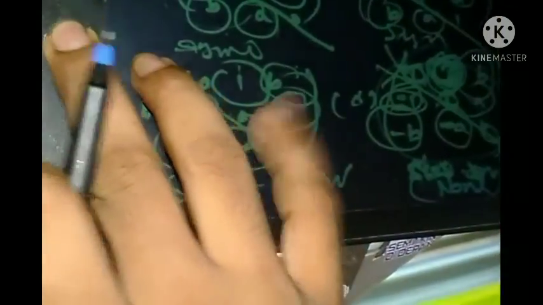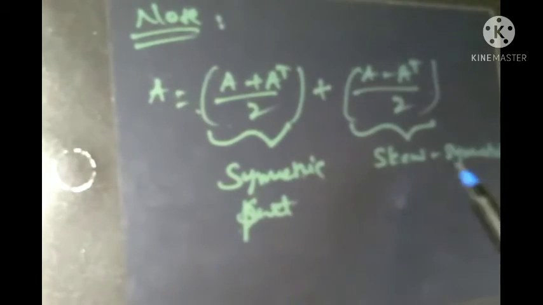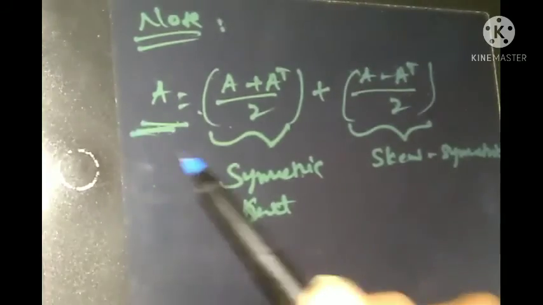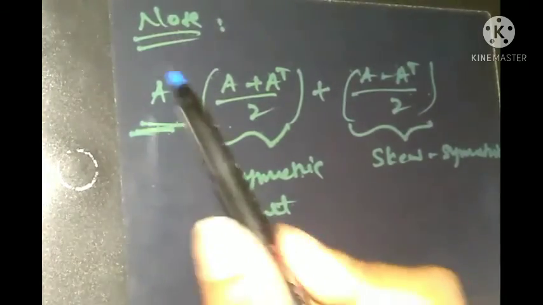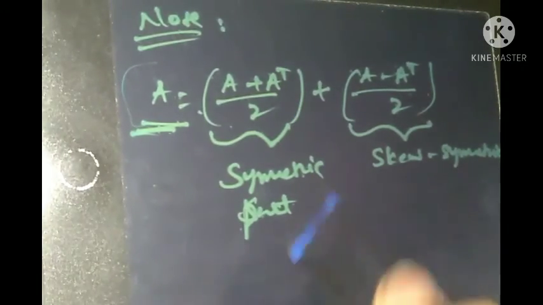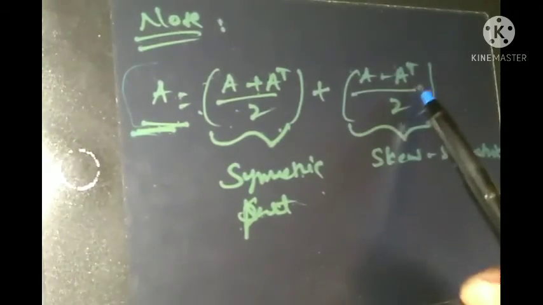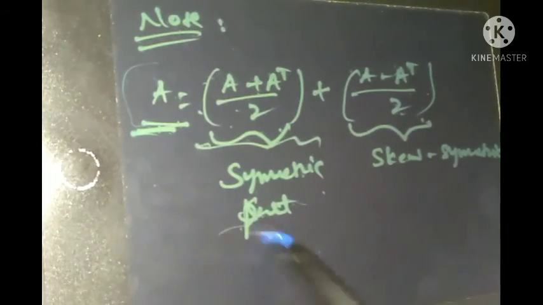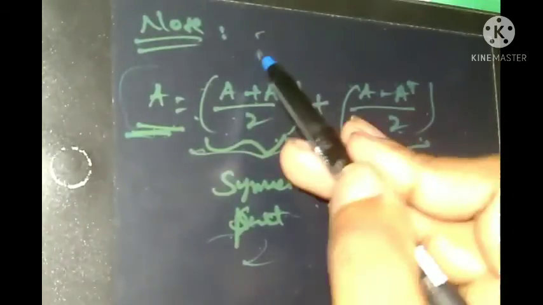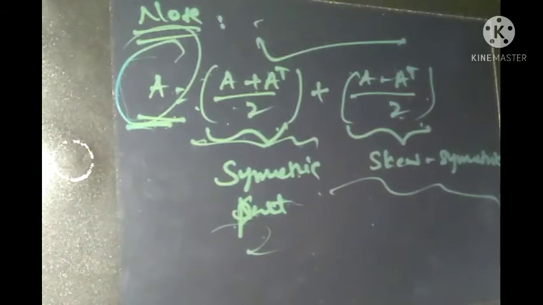One more important result: a matrix A is the sum of a symmetric and a skew symmetric matrix. If a matrix is given, then A equals (A plus A transpose) by 2 plus (A minus A transpose) by 2. This is the symmetric part and this is the skew symmetric part, and if you solve this equation, we get A again. These are some important results and examples for symmetric and skew symmetric.